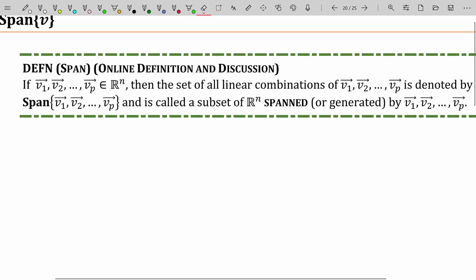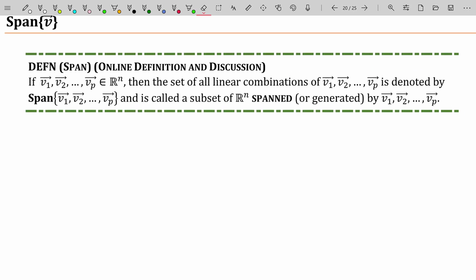And I might as well, since I'm right here, just go ahead and read the actual definition. If you have vectors v1 through v sub p in Rn, so they're vectors with n entries, then the set of all linear combinations of those vectors is denoted the span of v sub 1, v sub 2, all the way through v sub p. And by the way, that span of those vectors is a subset of Rn, and we say that that is a subset spanned or generated by those vectors.